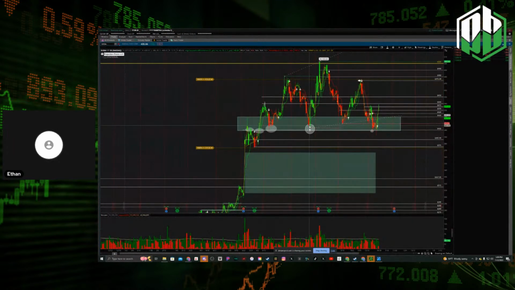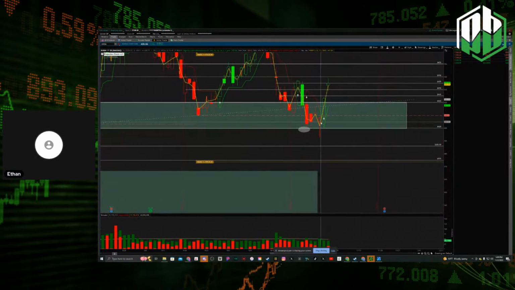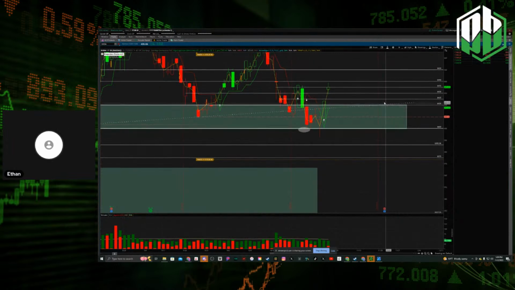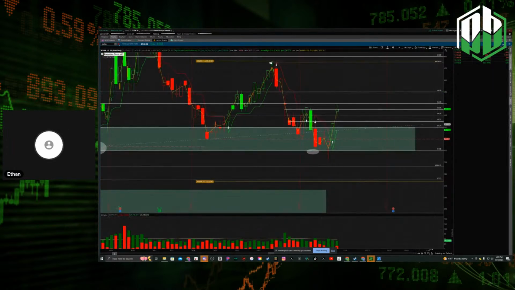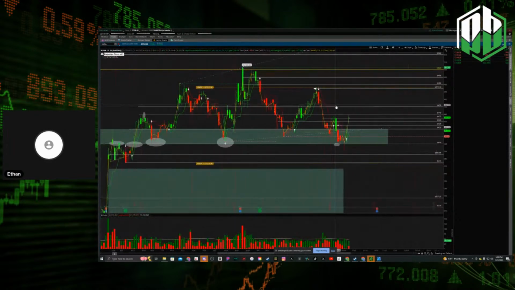Sold back off into the zone, launch pad out. Fall back into the zone, launch pad out. Fall back in. We came down and tested the bottom of it. We actually broke under it, but on the daily chart you can see this wick here the other day on NVIDIA, and buyers just came in and swooped this thing back up. So we're now launching back out of this zone again. Definitely something interesting to watch.